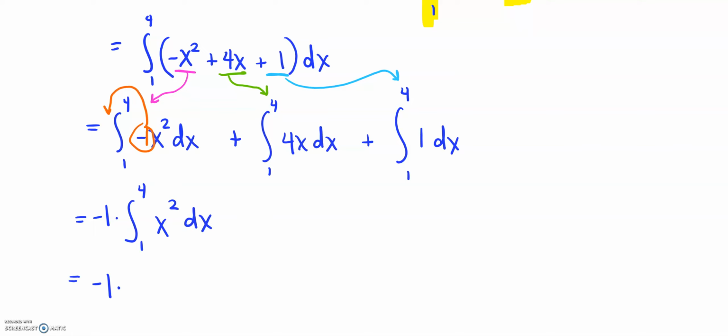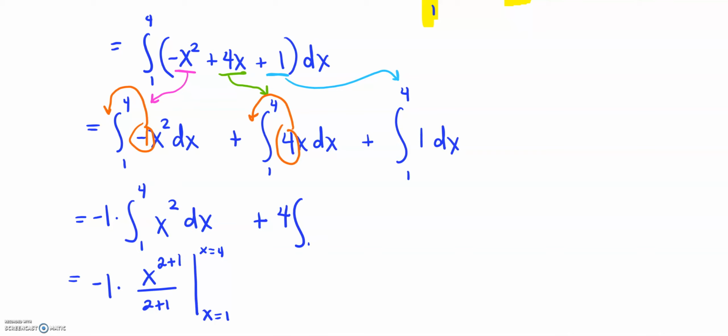So x squared, when I integrate, I'm going to get x to the 2 plus 1 exponent over 2 plus 1. And instead of writing plus c, I'm just going to use my limits of integration from 1 to 4. Then I'm going to add, well, again, I need to pull out that constant 4 and multiply it in front of my integral to get this to fit my power rule, which it does now. I have x to the first. So I'm going to end up with 4 times x to the 1 plus 1 exponent over 1 plus 1 from x equals 1 to x equals 4.